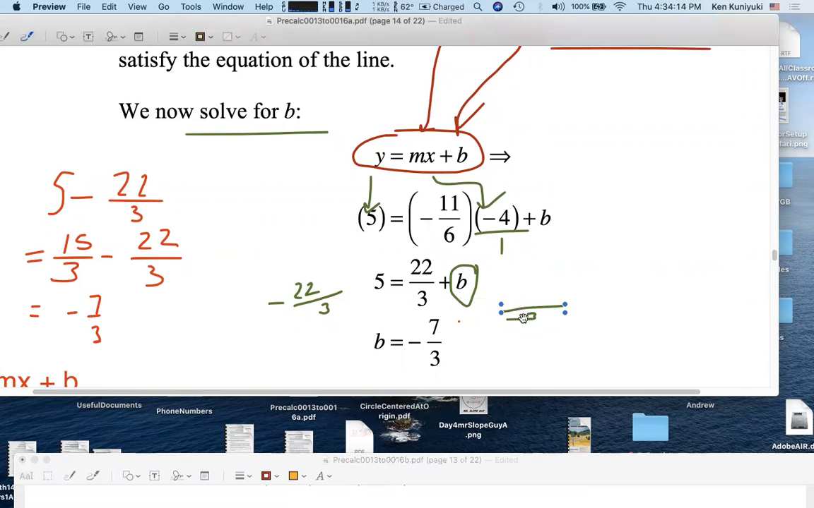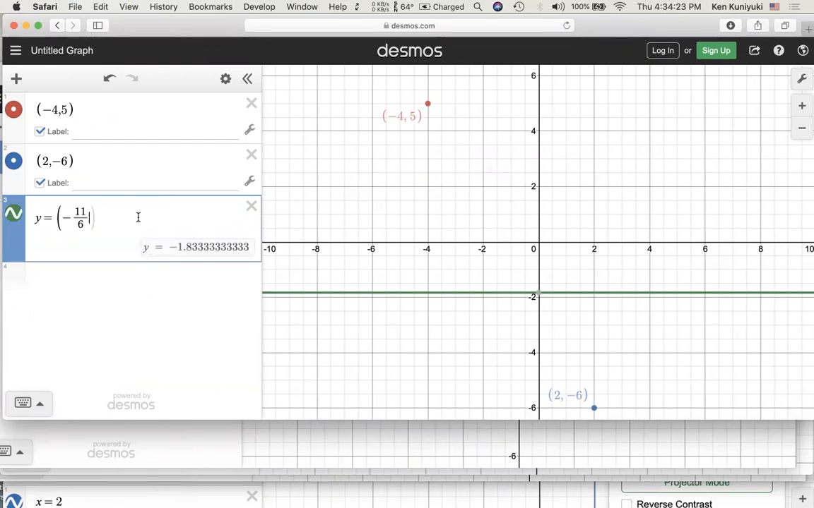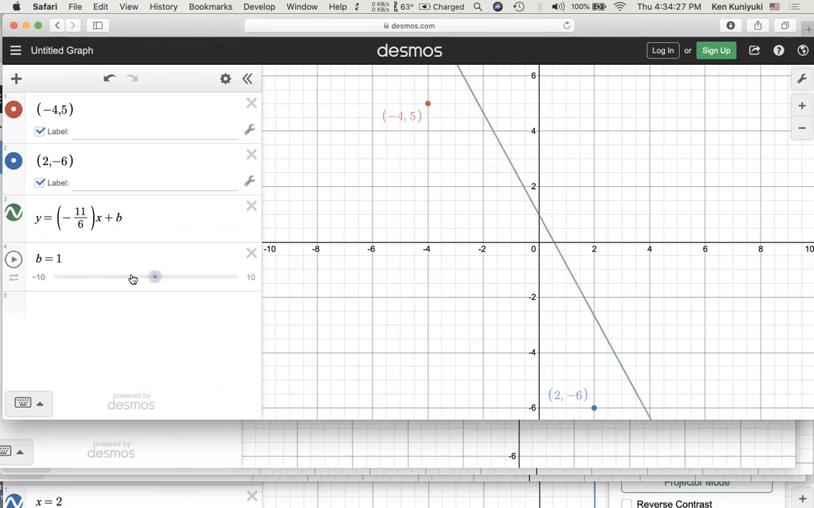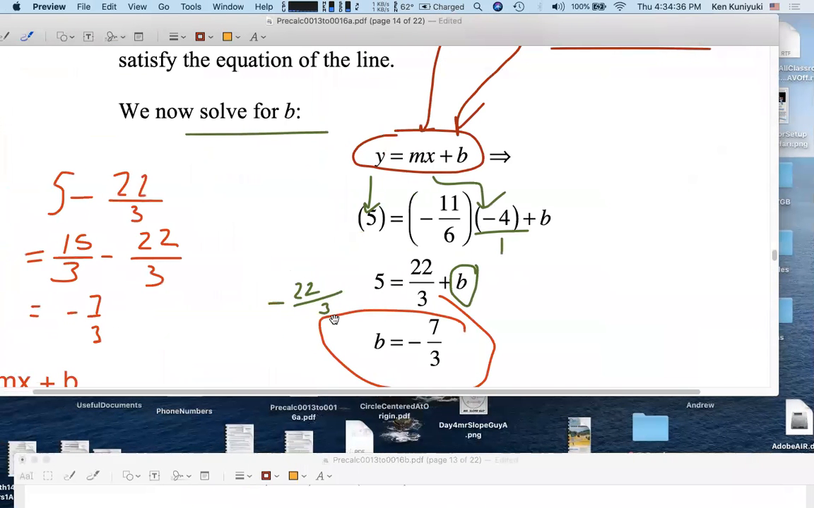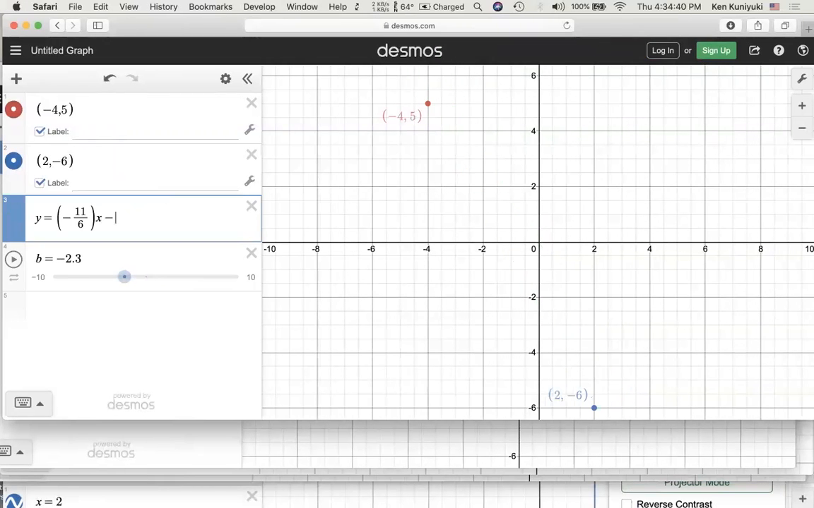b is -7/3. So I know that if I play this Desmos game, I love these Desmos games, y equals -11/6 times x, plus b. Huh, what should b be? It's like The Price Is Right. Something like about -2.3. But we found out that it's exactly -7/3. So straight up, -7/3. And that does a better job, that green line.